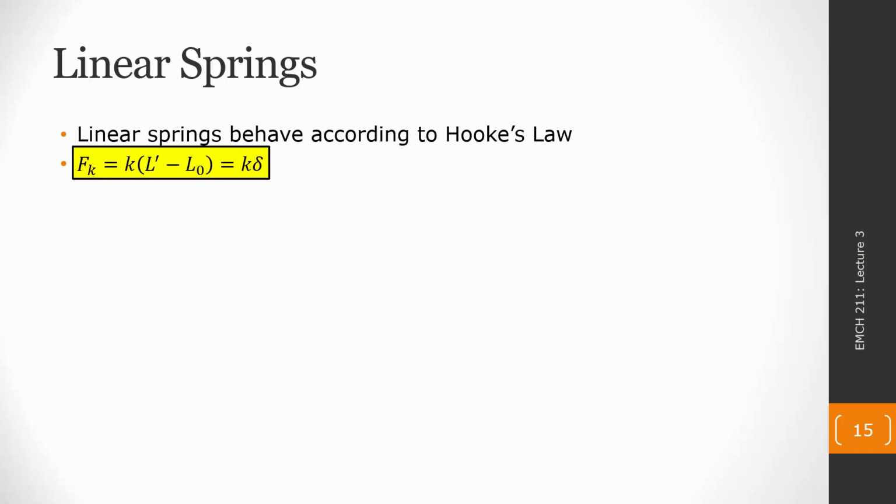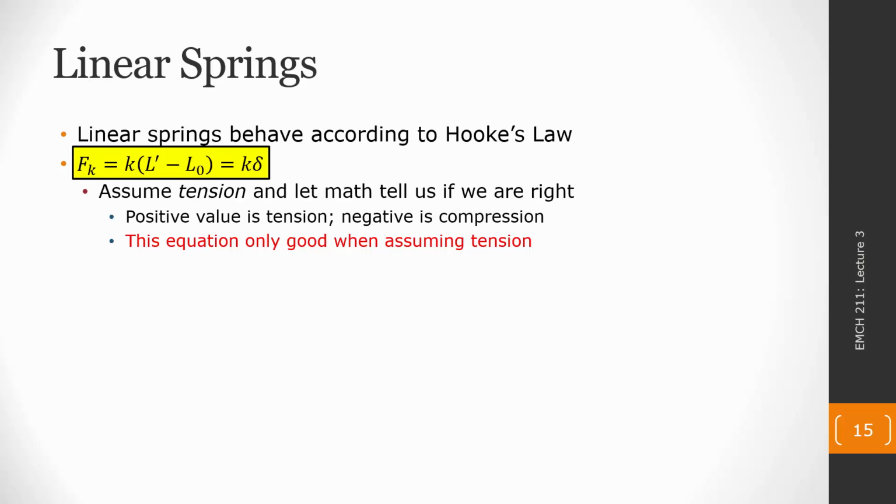Now we have to pay attention here to how am I defining delta? How am I defining the change in length of the spring? Well, I'm assuming here that the spring is in tension with this equation. I'm saying it's L prime, which is the current length of the spring, or the length of the spring when our system is in equilibrium, minus L naught. So L naught is going to be the unstretched length of the spring.